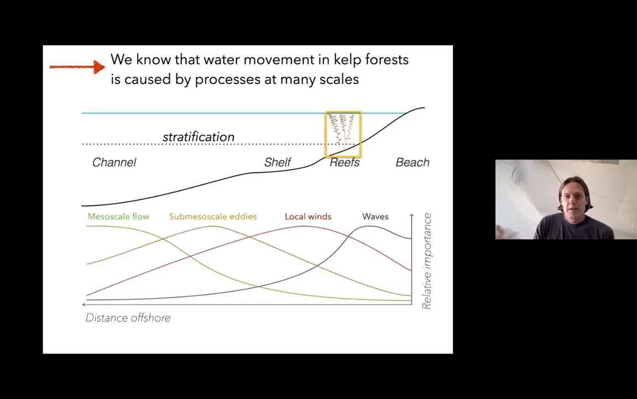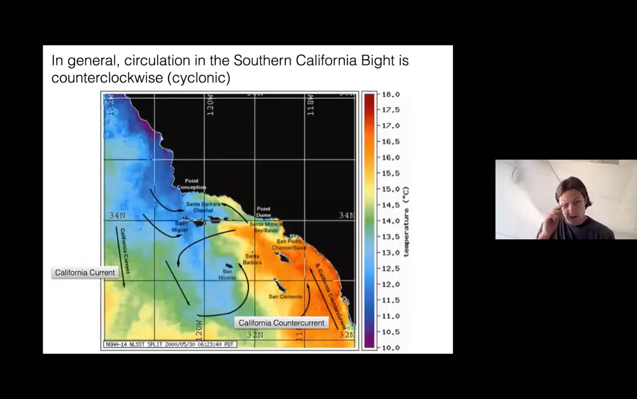We know that many processes at many scales impact flow through these kelp forests and at the reefs. And as we move offshore, the relative contribution of these influences likely changes. We'll just go through briefly to remind you of what we know and understand on some level about these different dynamics. In general, the circulation in the California Bight is counterclockwise, or cyclonic.